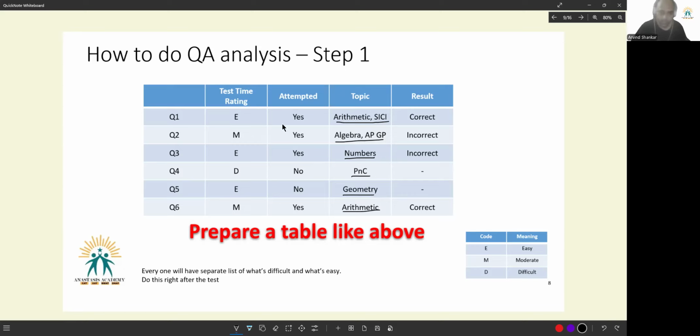Then, did you attempt it? If not, not attempted. If you attempted it, did you get it right? Did you get it wrong? Sab kuch apna kar dena.